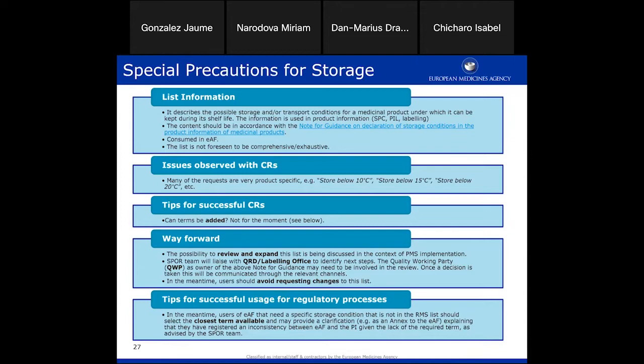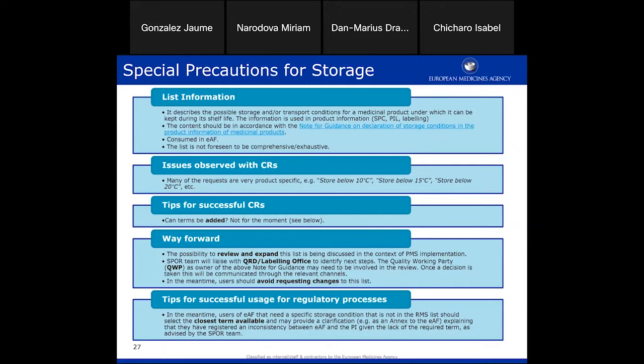The main issue with the requests that we receive for this list is that many of them are very product specific. So for instance, we may receive requests for store below 10 degrees or store below 15 degrees and store below 20 degrees. But the list is not foreseen to capture all of these terms as individual terms. So for the moment, new terms cannot be accepted in this list, but the possibility to review and expand this list is being discussed in the context of PMS implementation.